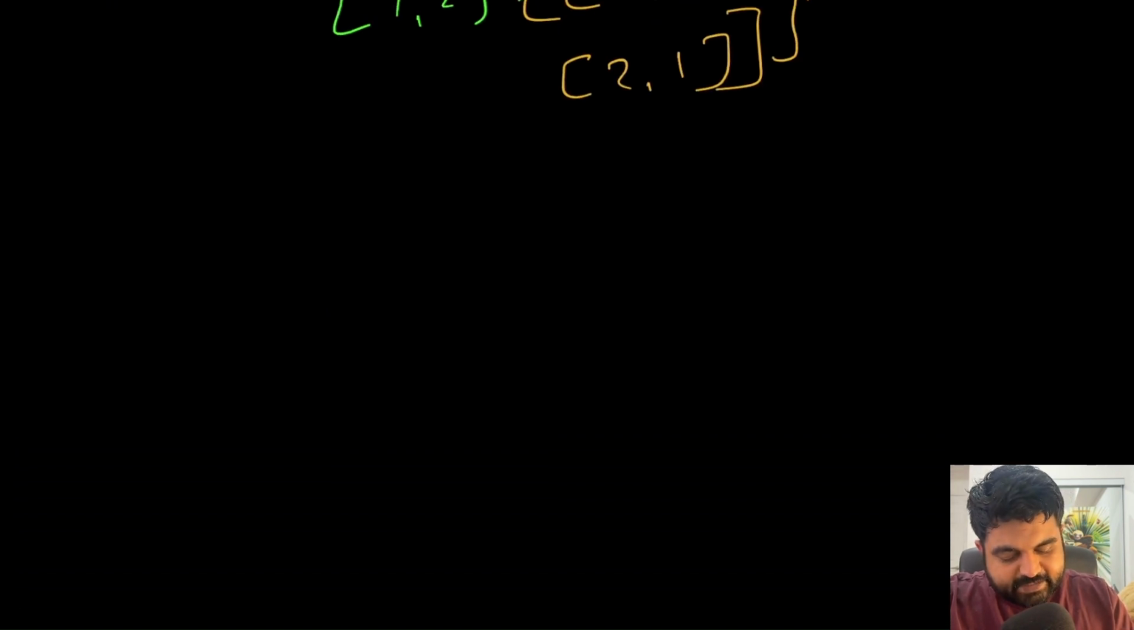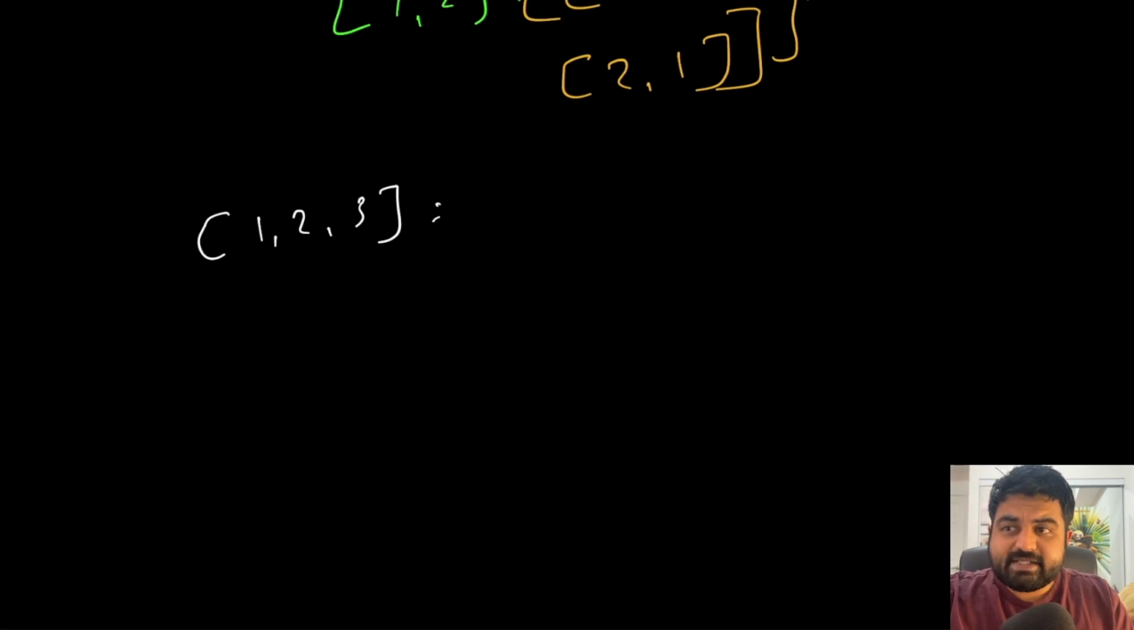Let's take one more example. Suppose in the input we are given the values 1, 2 and 3. Then we can calculate that we should be able to make 6 permutations in this case. Why? Because for any given n numbers, you can make n factorial permutations.